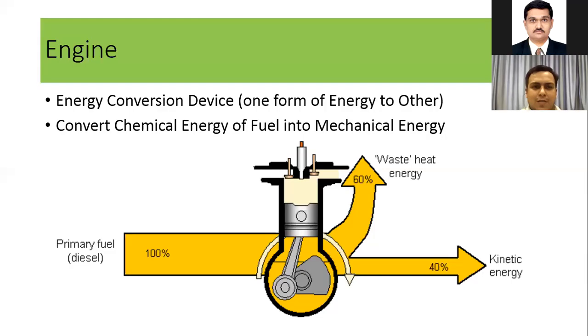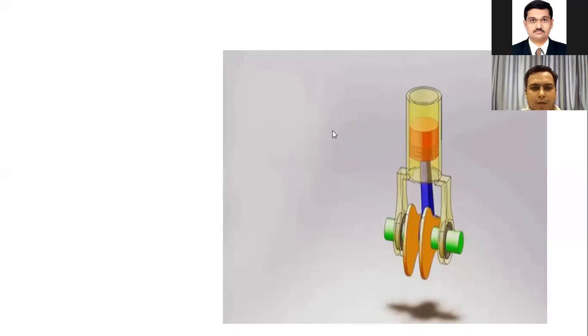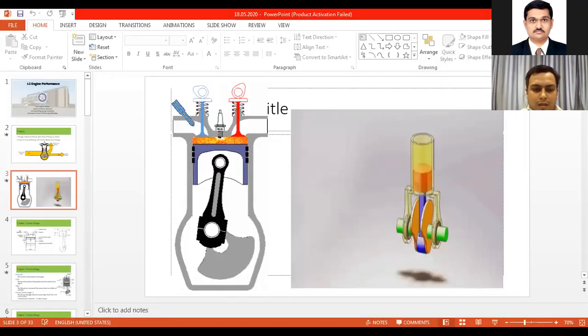which is treated as a waste. So these kinds of things are associated with the working of an engine. Now here you can see one animation. So you can use the chat box to describe the working of different parts.